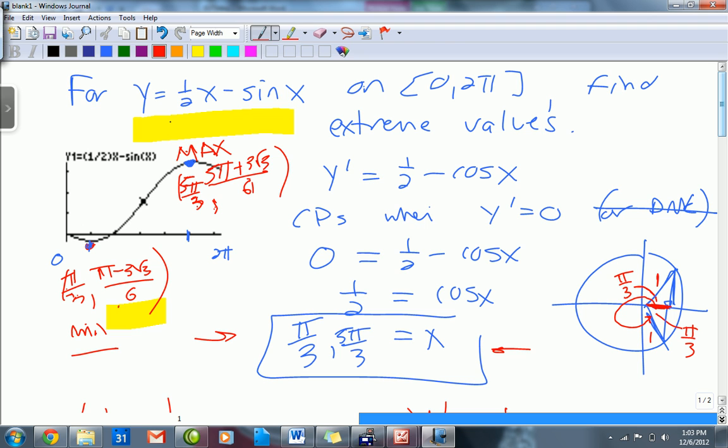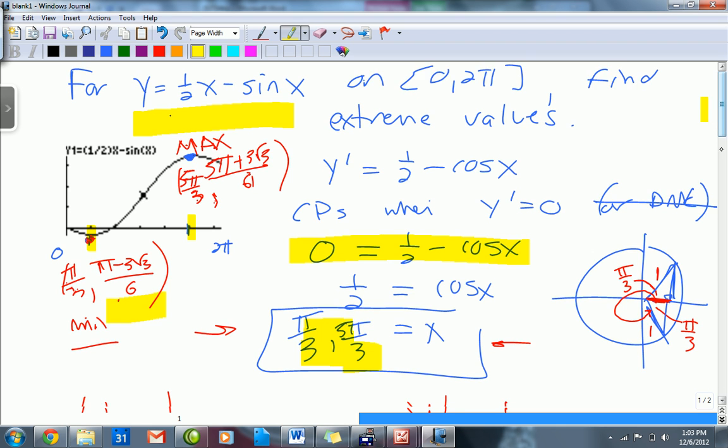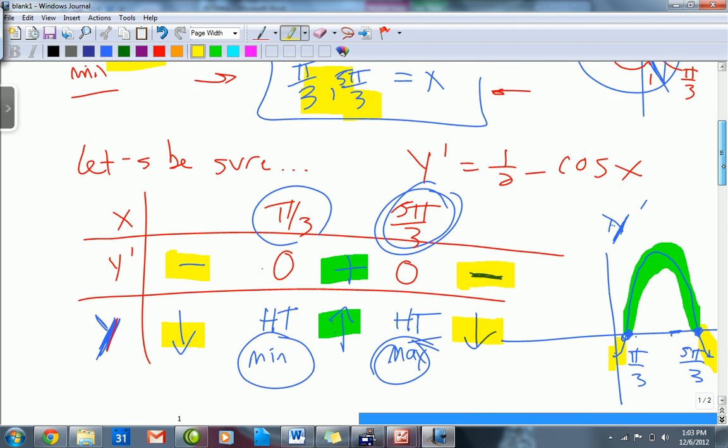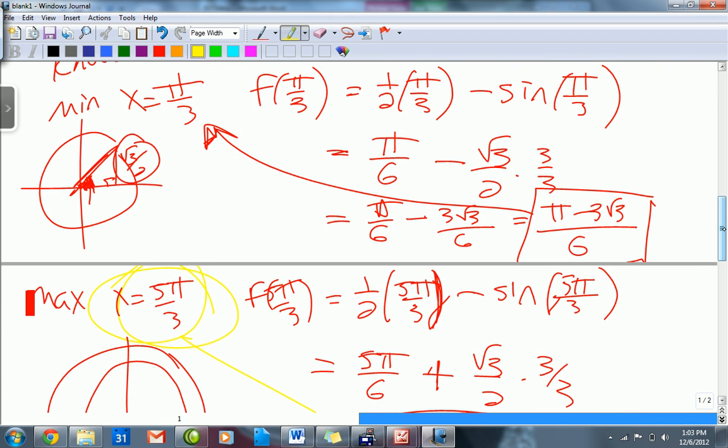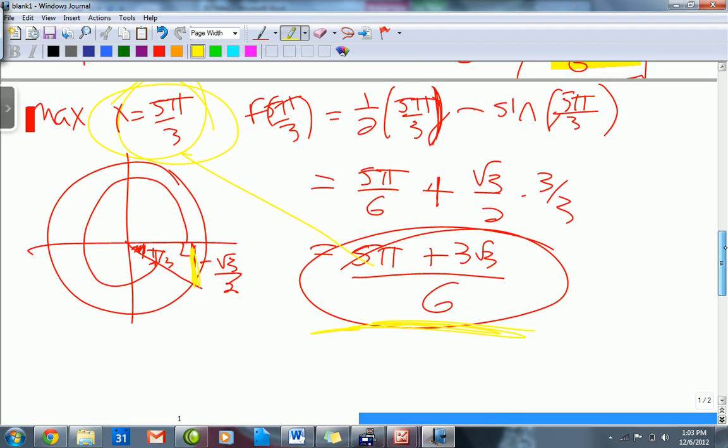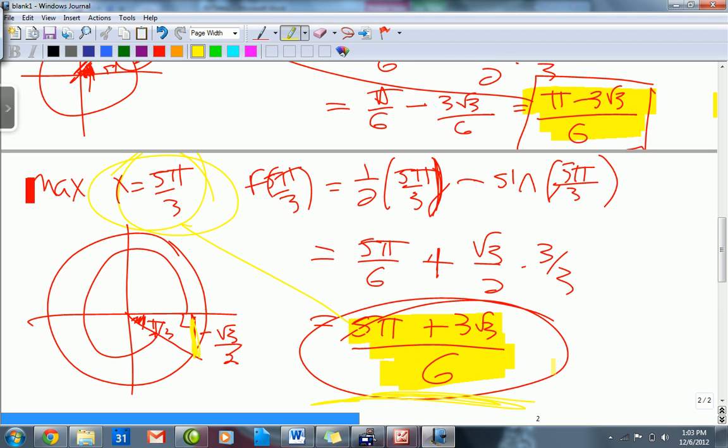Okay? So to summarize, we find the critical points. Here are my critical points where the derivative equals 0. We found that those are pi over 3 and 5 pi over 3. Right? Boom and boom. And then we just make sure that those are, in fact, a max and a min. Just because we have a critical point where the derivative equals 0 does not necessarily mean those are max or min values. We're looking for a sign change in the derivative, negative to positive or positive to negative. Negative derivative means decreasing function, positive derivative means increasing function. And then once we are sure, we plug those x values back into the function to get the min and the max, because those are y values.